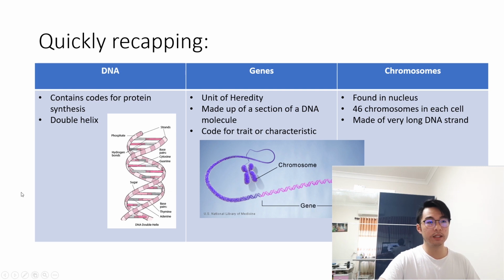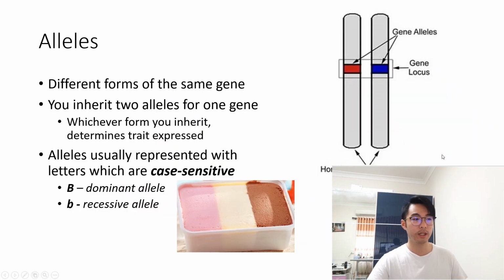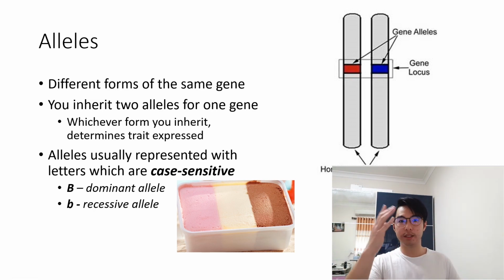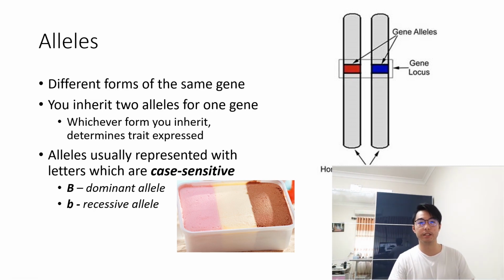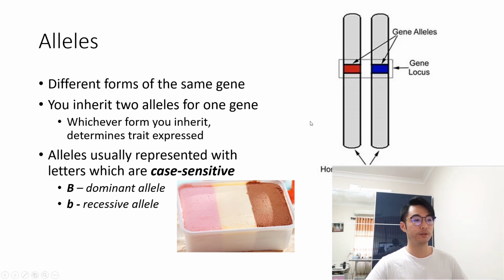Just to make things a little bit harder for you guys, there's just one more word that we want to go over, to have all of this prior knowledge in order to understand heredity and genetics. And this word here is alleles. Okay. And now alleles are different forms of the same gene.